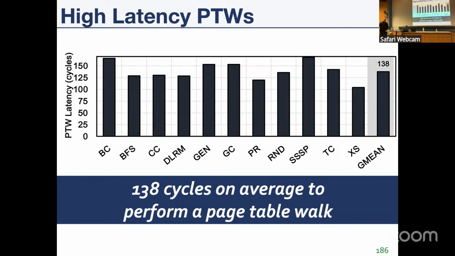Imagine that an access to DRAM might also take 100, 150 cycles. So basically, we double the access latency to main memory, because we need to first load the page table and perform the page table walk. We spend 138 cycles, and then go and fetch the data from the physical location in memory, right? So we almost double the memory access latency.